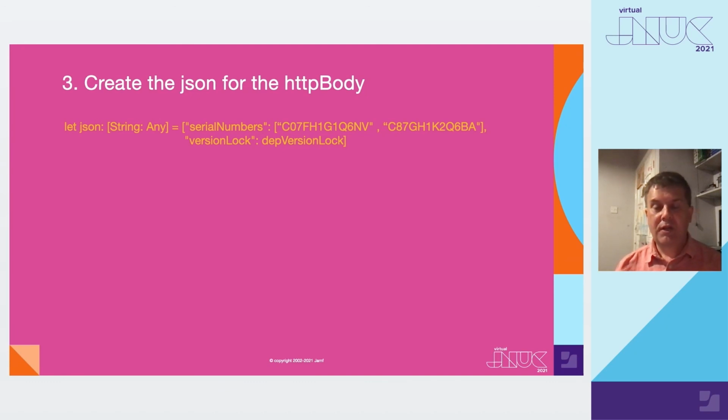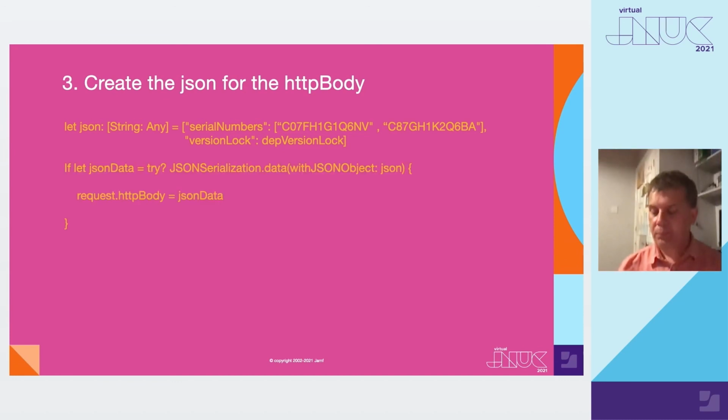We're just using standard Swift collection types here to handle that. So we're going to create basically a dictionary, and we've also got the version lock, which is a string as well. Okay, so this has created a native Swift type with the data we want, but we now have to convert that to JSON.